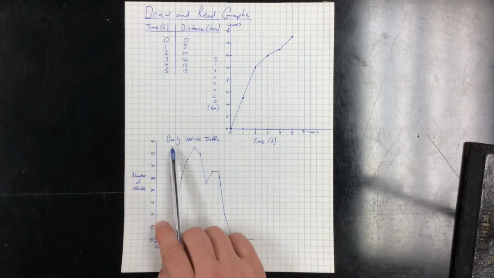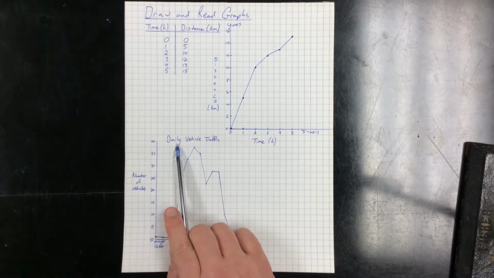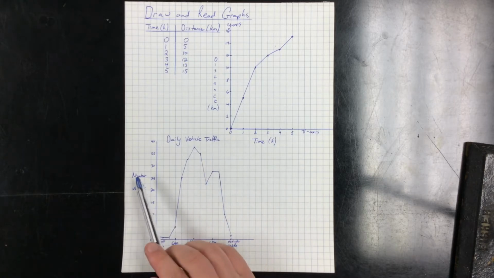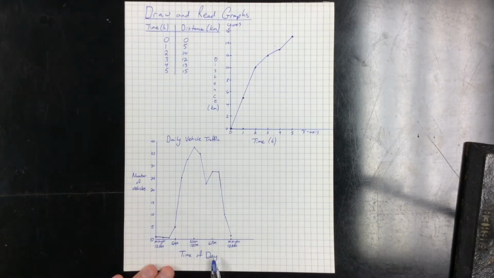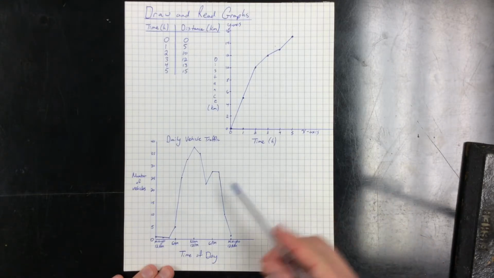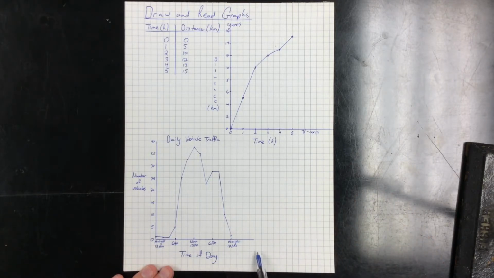In the second one, we could do something similar. We could look at the title, Daily Vehicle Traffic. It's the number of vehicles. We could pretend it's the number of vehicles driving past the school. And we have the time of day, so we have a 24-hour period on here.